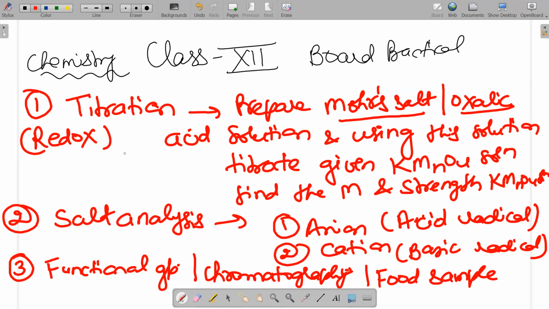Okay, and what is the weightage of the titration? That is 8 marks. Salt analysis, 8 marks. Functional group, 6 marks. And so what is the total marks? 22.